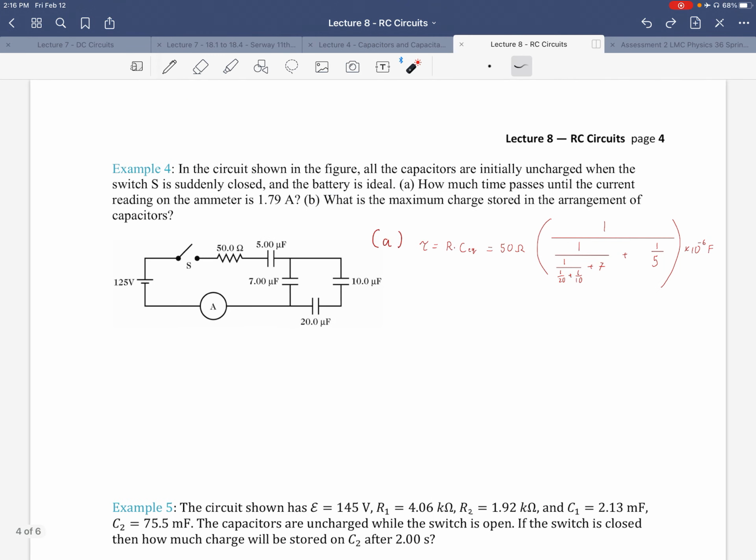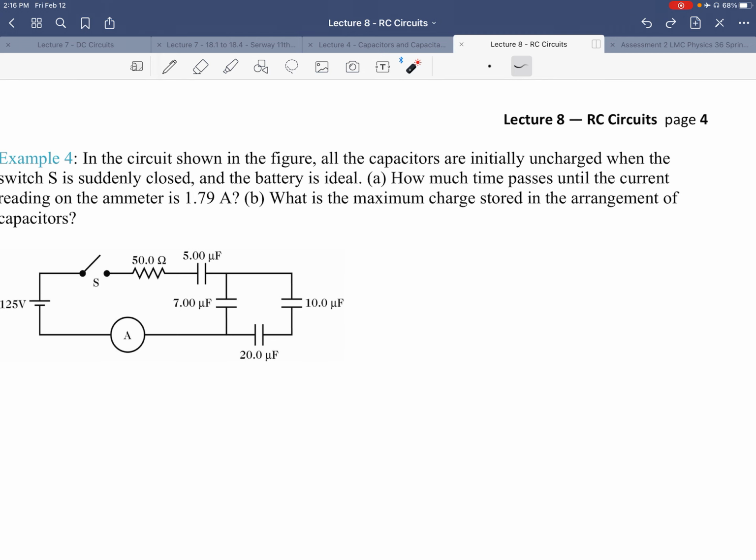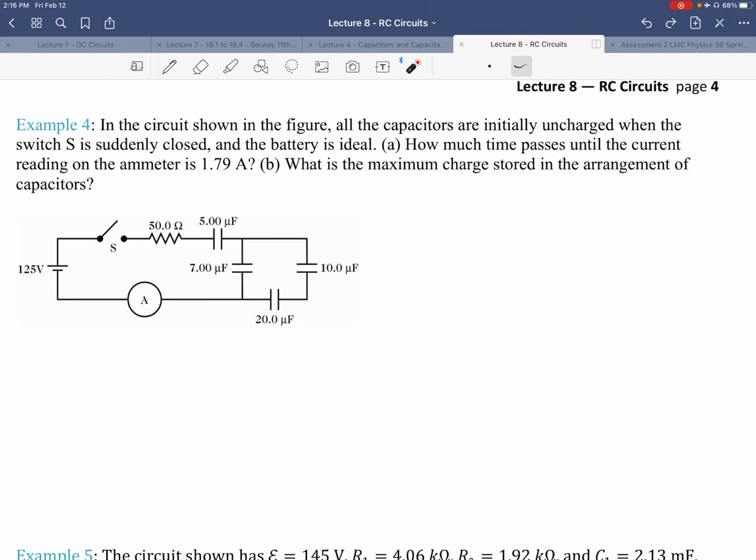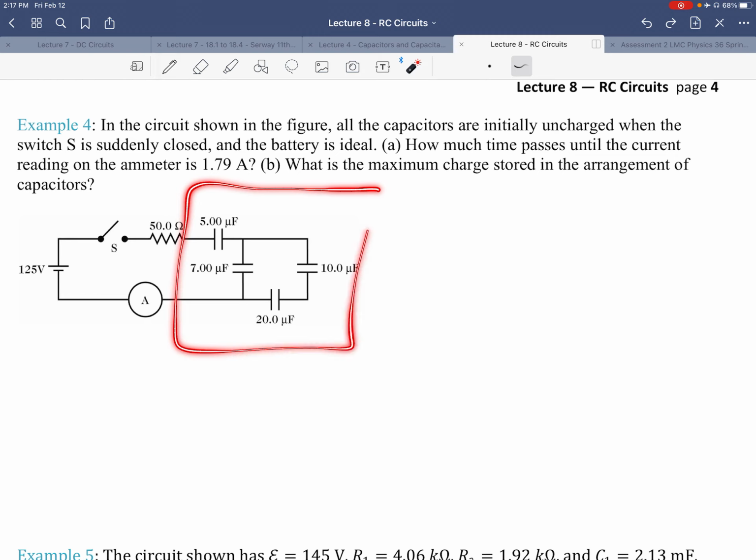All right, on to the next one. Let me clear that real fast. So example 4. Example 4, like the previous example, is all about finding the equivalent quantity. In this case, instead of finding the equivalent resistance of two resistors in series, we're going to have some capacitors in a more complex arrangement and find the equivalent capacitance of these 4 capacitors.